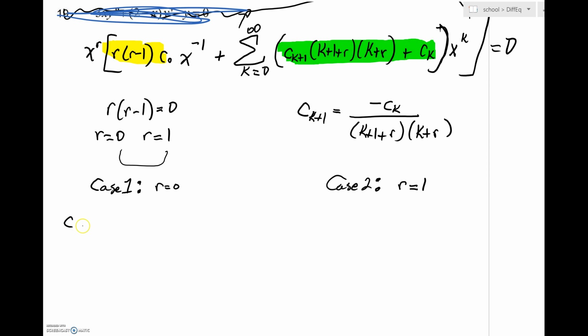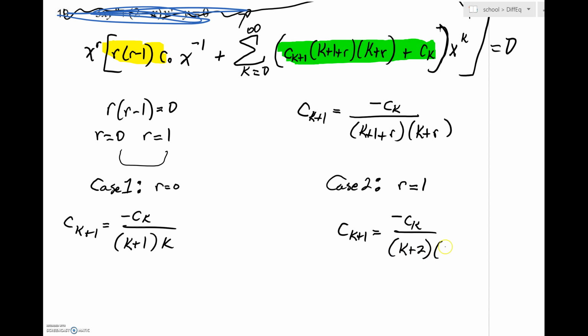If r was equal to 0, I think that's the nice case. I think that's the case everybody wants to pay attention to. Anytime your r completely disappears, oh my goodness, that's delightful. That's lovely. You come over here, you'd say, well, if r is equal to 1, well, it's not like it's horrible. This would become k plus 2, and this would be k plus 1.